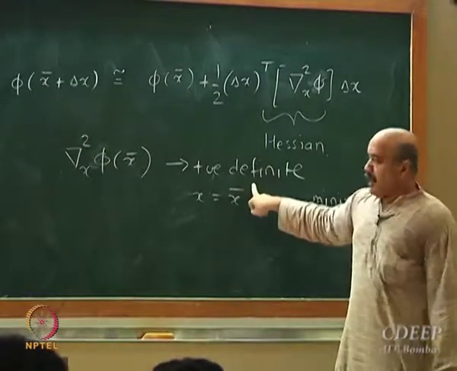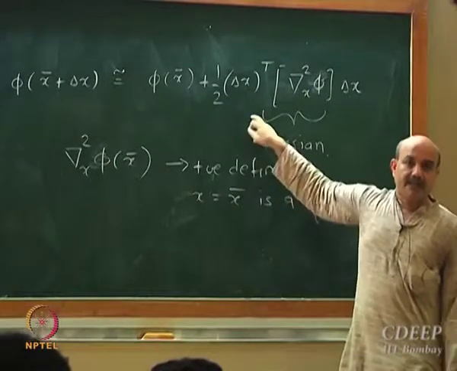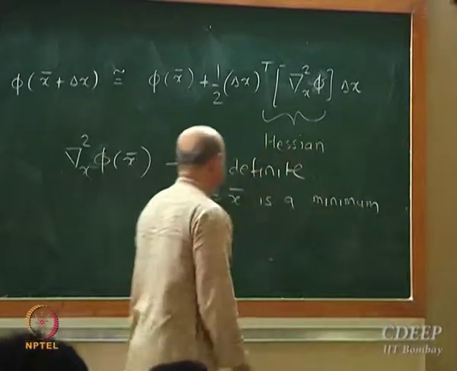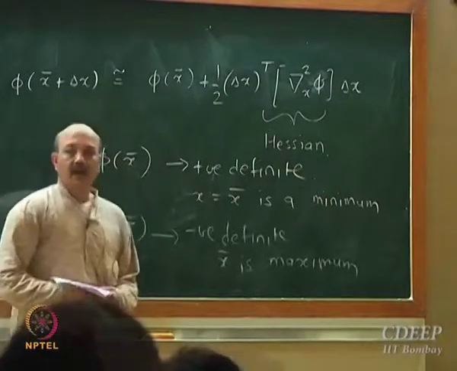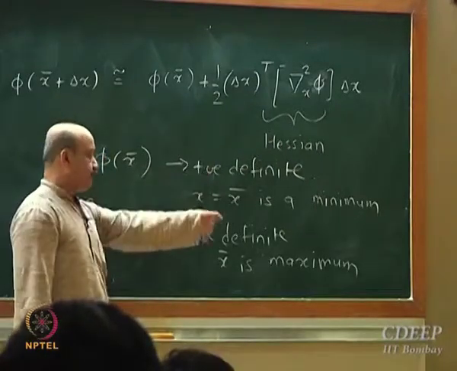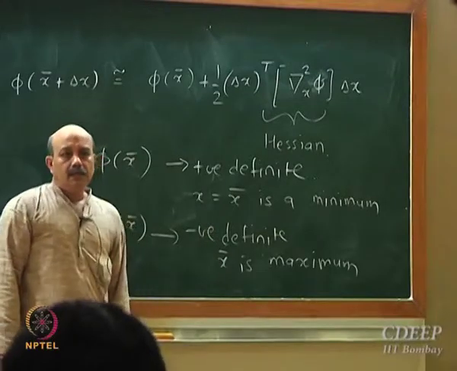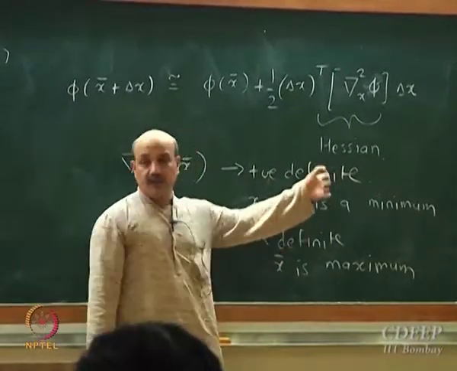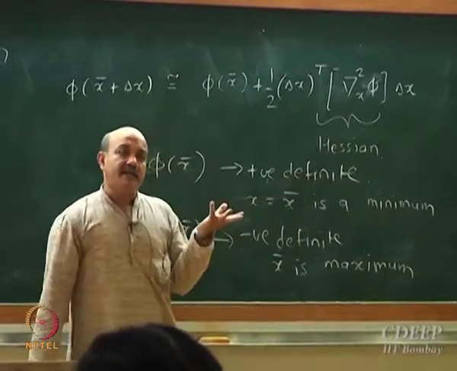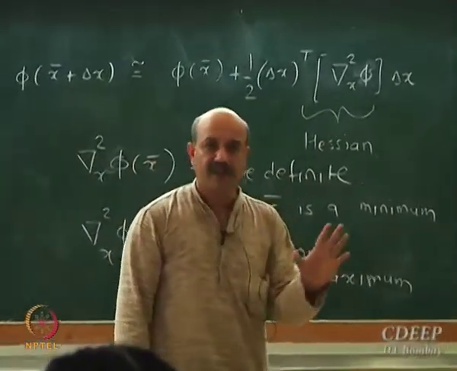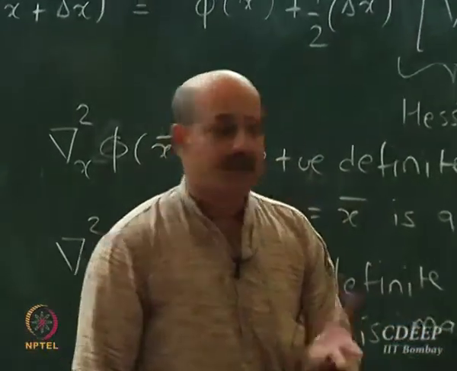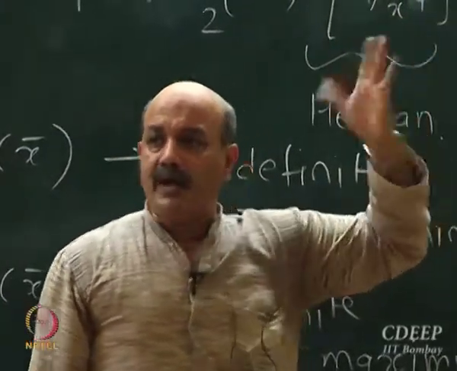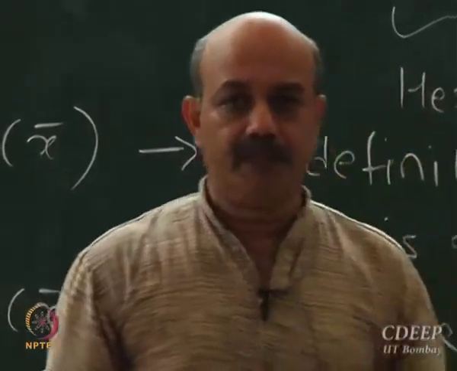So if this happens to be positive definite, it's a minimum. If this matrix happens to be negative definite, it's a maximum. If the Hessian matrix is negative semi-definite or negative definite, then it's a maximum. Otherwise, if it is positive definite or positive semi-definite, it's a minimum. And if the Hessian matrix is neither positive definite nor negative definite, it's an indefinite matrix. Sometimes this multiplication is positive, sometimes it is negative, then the point is neither a minimum nor a maximum. It's a saddle point.